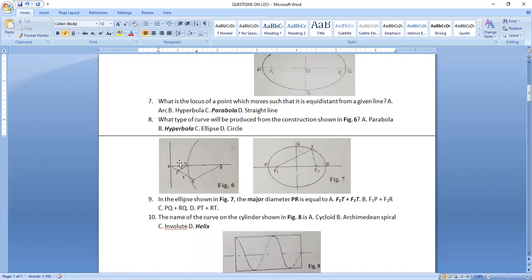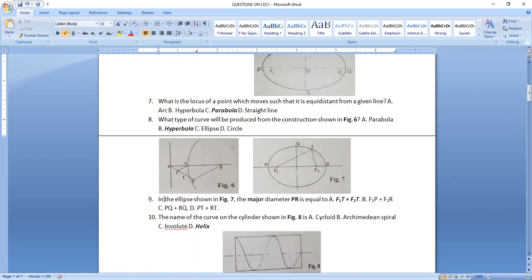So that is why the eccentricity of a hyperbola is greater than 1. So we have 3/2, which is greater than 1. So the kind of curve that will be produced here is a hyperbola.